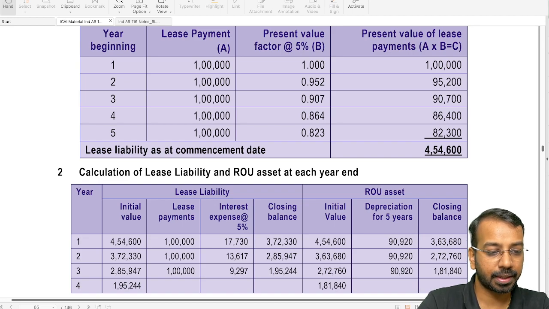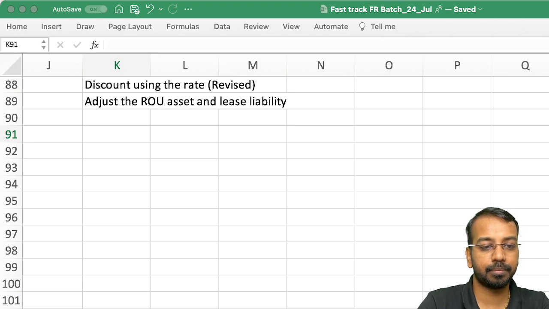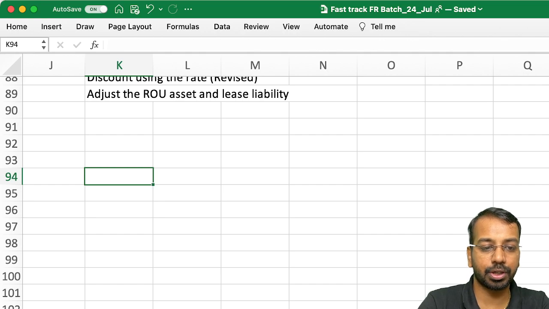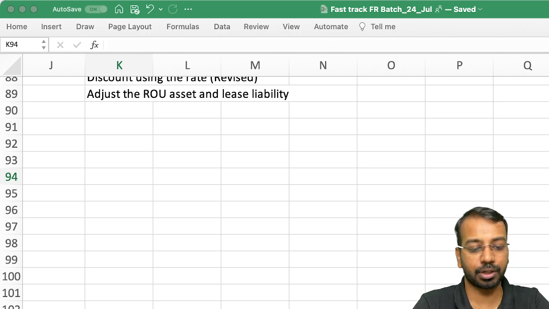So let me just share my Excel sheet. Okay, so what I'll do is paste the question here itself, so that if I have to refer to the question, or if you have to refer to the question, it becomes easier.